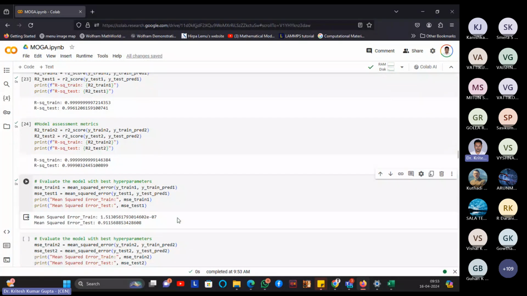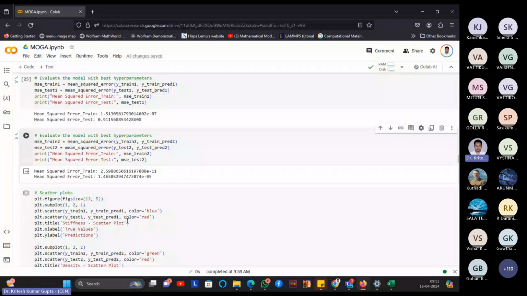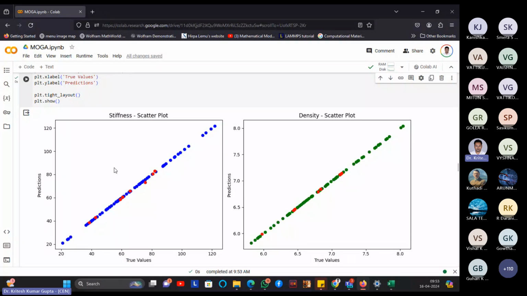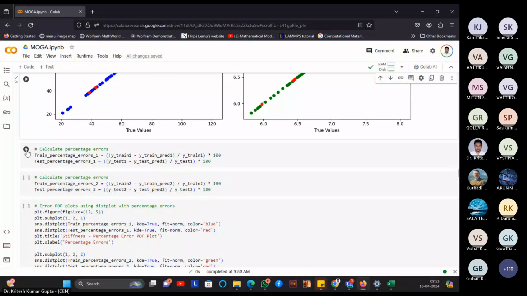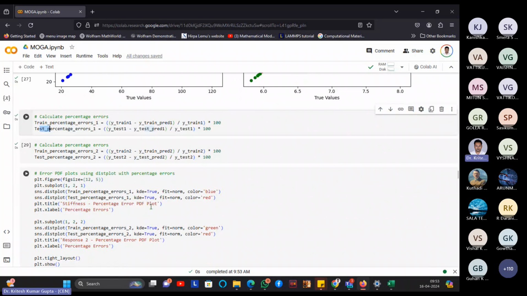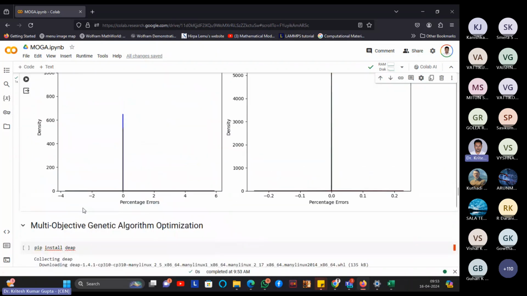So mean square error for the first model, mean square error for the second model, right? Let's make the scatter plot. So this is for stiffness and this is for density. Okay. Percentage error for the first response, percentage error for the second response. So I'm taking train and test for percentage error. Plot it. So this plot is showing very low percentage error in both the cases.